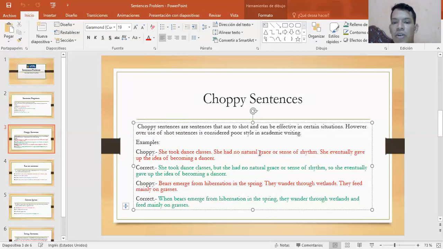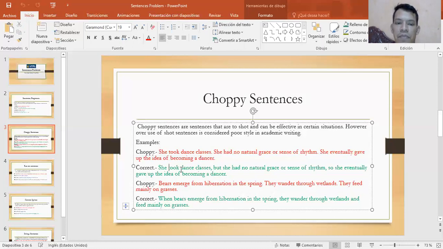She had a natural grace and sense of rhythm. And also he says: She eventually gave up ideas of becoming a dancer. Well, here we can see this is a short sentence, this is another short sentence, and we have here another one. So we have three short sentences in a paragraph. So that shouldn't be used.